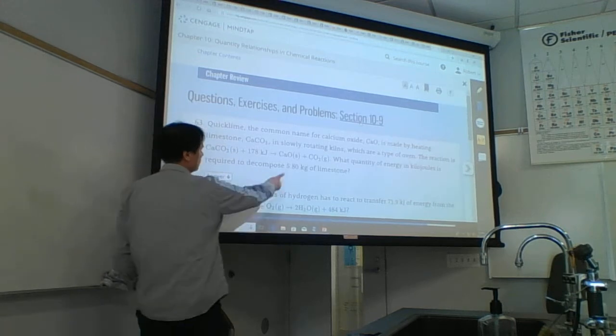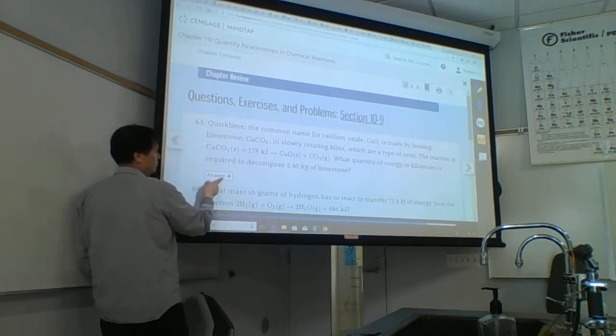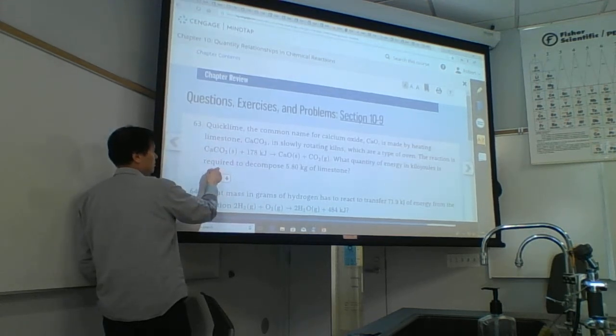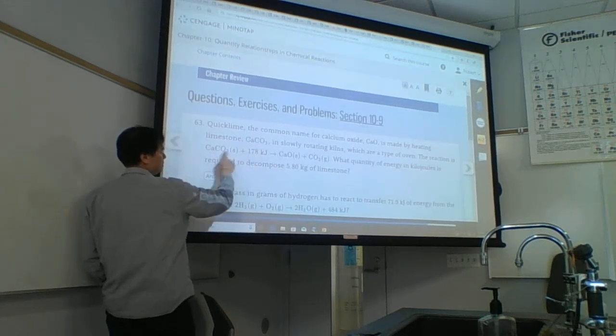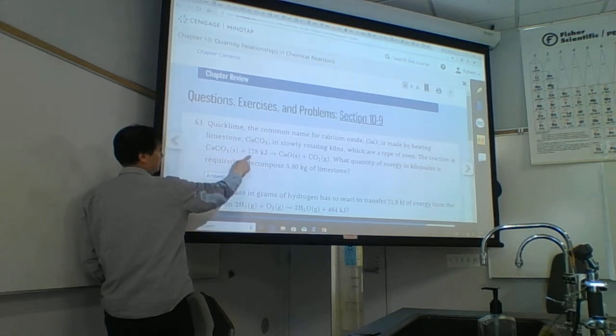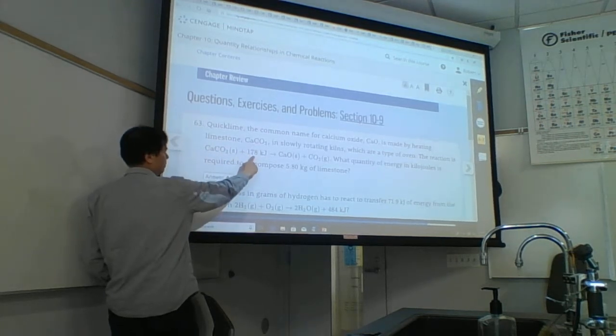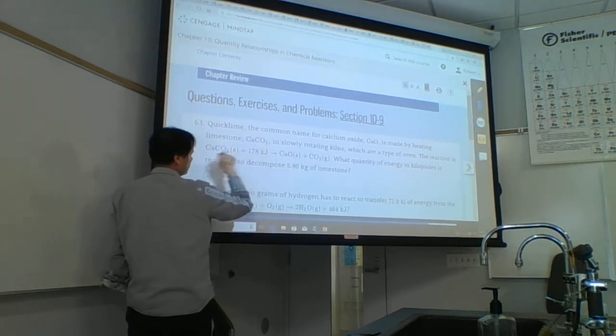So here, if we have 5.8 kilograms of limestone, we go kilograms of limestone to grams of limestone, grams of limestone to moles of limestone to energy, right here. Because for every mole of calcium carbonate, we're going to require 178 kilojoules.